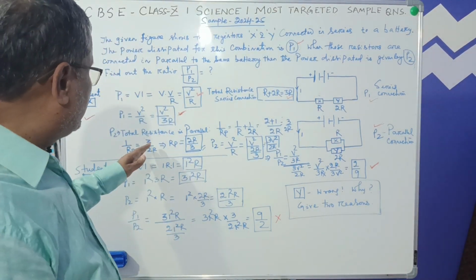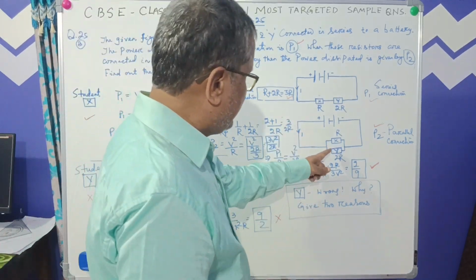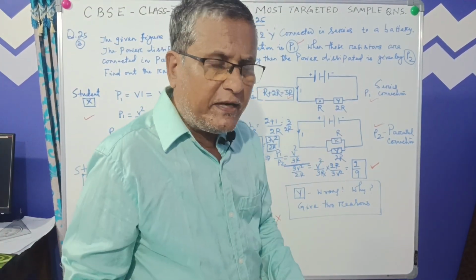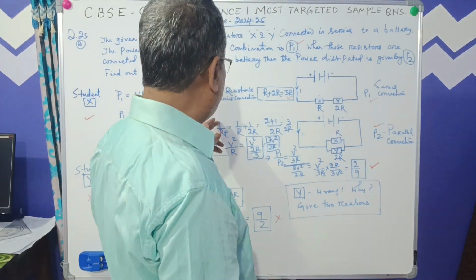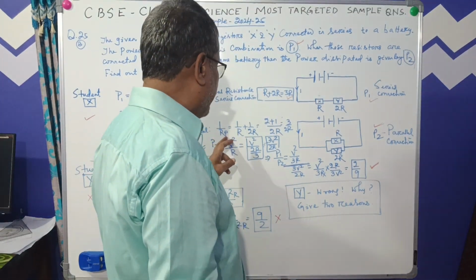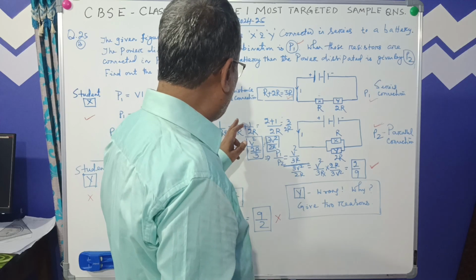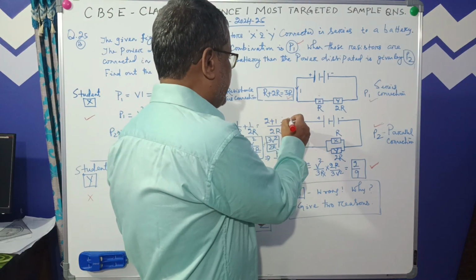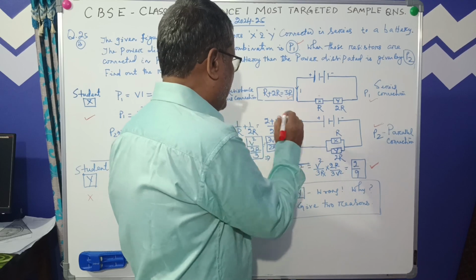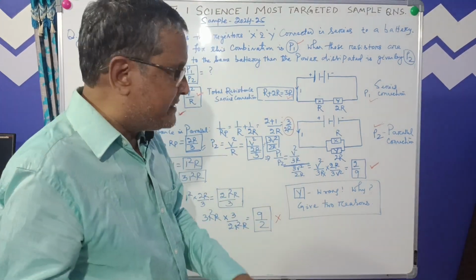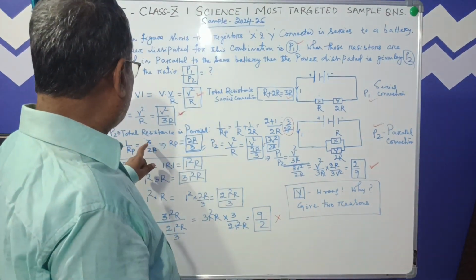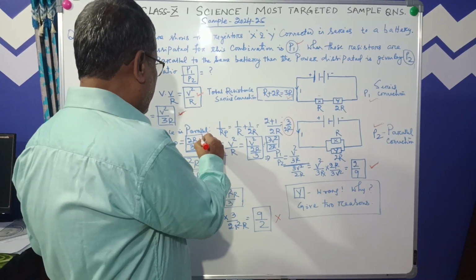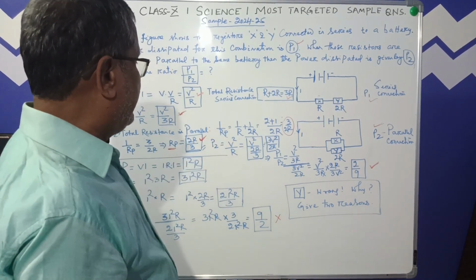Let's come to the second case. The two resistors are connected in parallel. In parallel connection, this formula is used: 1 by Rp, where Rp means resistors connected in parallel, is equal to 1 by R plus 1 by 2R. The result is 2 plus 1, 3, that is 3 by 2R. But here you may commit a mistake. 1 by Rp is equal to 3 by 2R, so Rp is 2R by 3. So here the total resistance is 2R by 3.